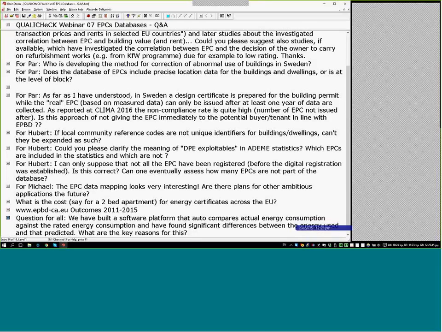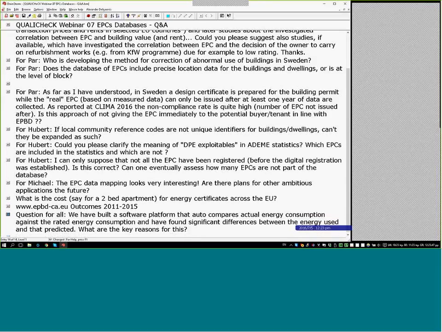Then another question for all. We have built a software platform that auto-compares actual energy consumption against the rated energy consumption and have found significant differences between the energy used and that predicted. What are the key reasons for this? Does anybody want to answer this? Well, Susanna, I can try to answer this.